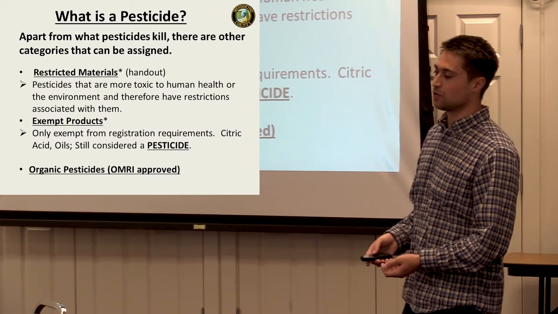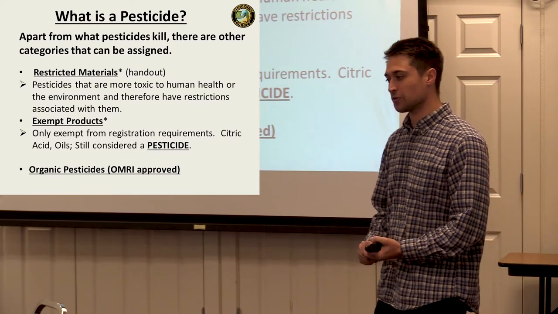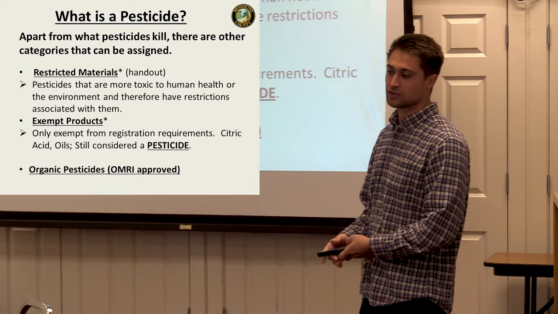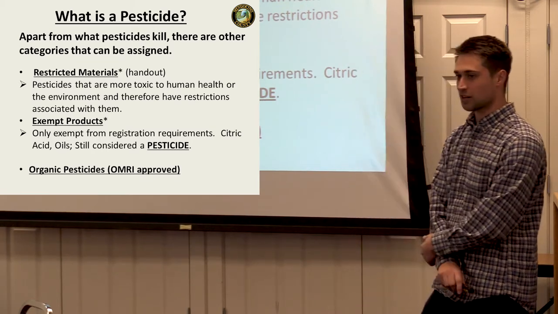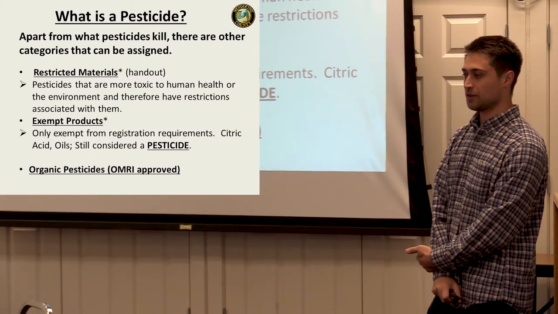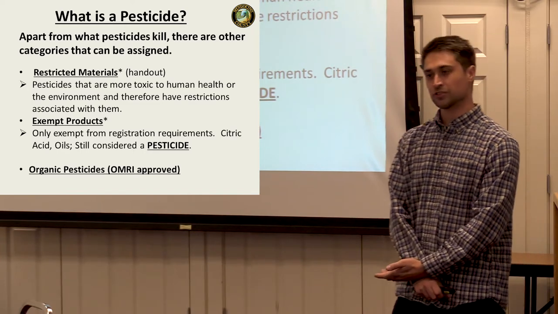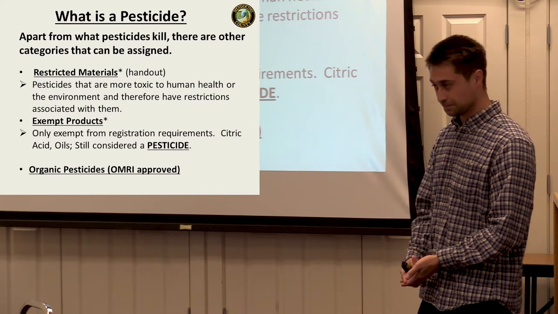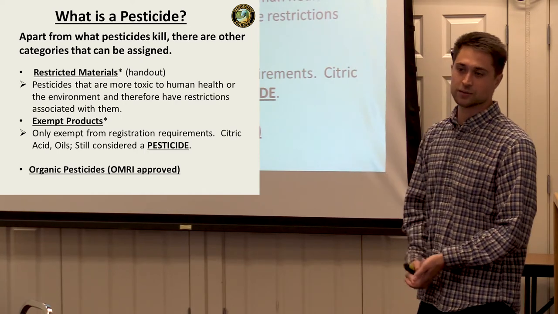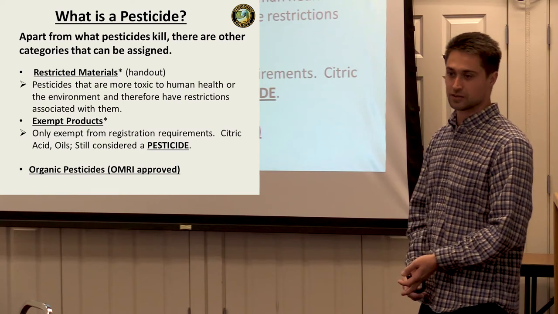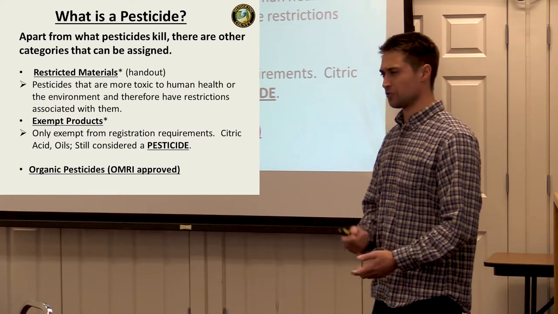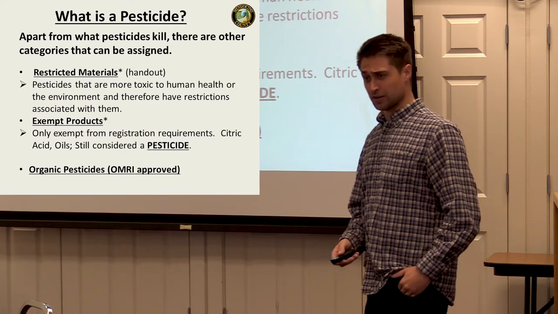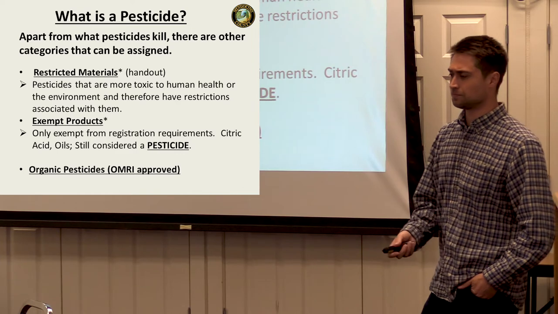And apart from what they kill, there are other categories that could be assigned. Like I mentioned earlier, there are restricted materials. These are pesticides that are more toxic to human health and the environment, and they have restrictions associated with them. You have to get a special permit to spray them. You can only spray them at certain times of the year, and you can't spray them at other times of the year. So they're more tightly regulated than other pesticides. And then there are the exempt products. What do the asterisks mean?